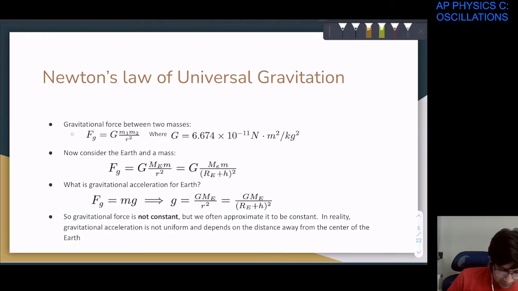Now, one thing that you can say is that the gravitational force is not constant, right? Because it depends on this plus h term. But oftentimes we just approximate it to be constant. We say that the object is just going to be slightly above the surface of the Earth, so this quantity down here is approximately just R_E. We can get rid of the plus h. And that's how we derive the gravitational acceleration for g. We just make that approximation.